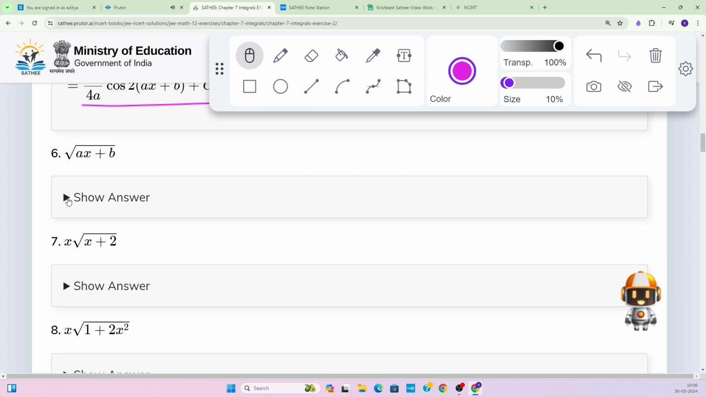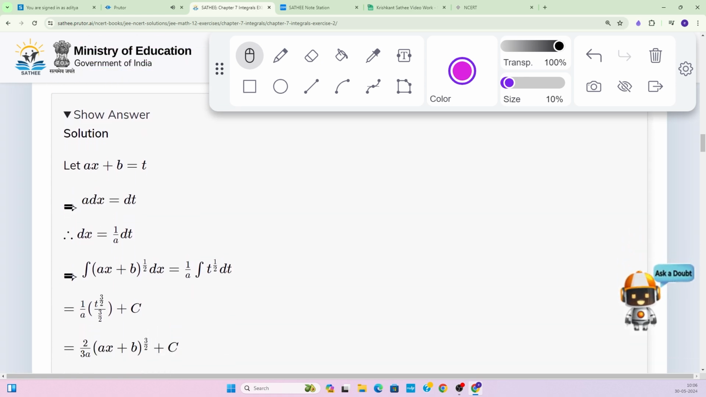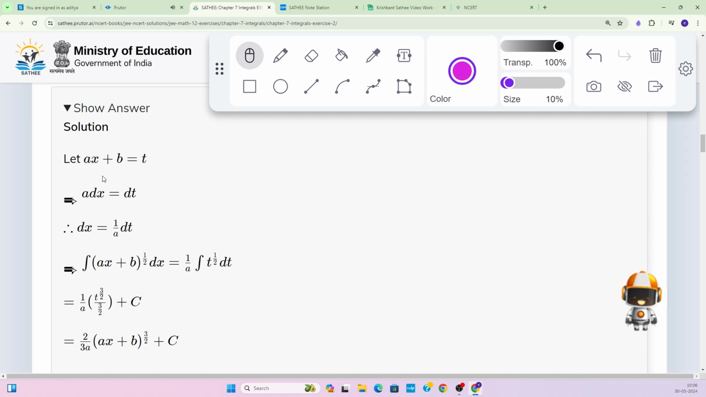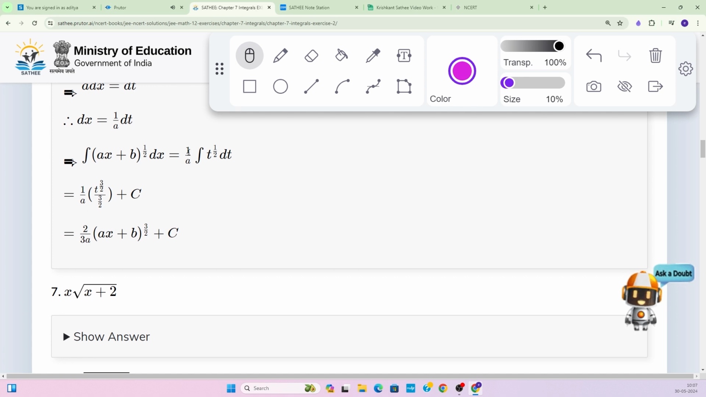Now the sixth problem, root of (ax plus b). Taking the inside term of the root as t, this means dt will be a times dx. Now dx will be what? 1 by a multiplied with dt. Substituting this back into our expression, what you will get is 1 by a times the integration of t power half, or in other words root t dt.